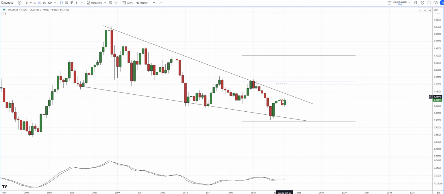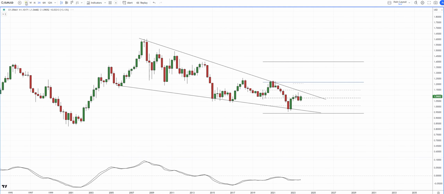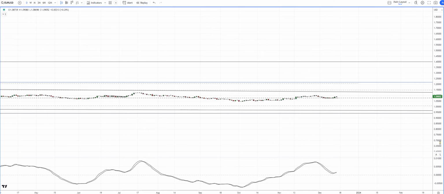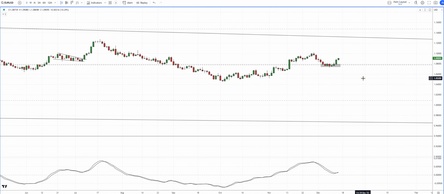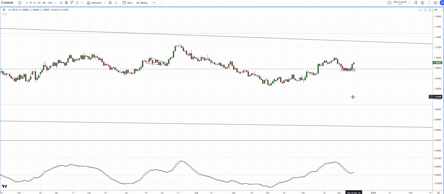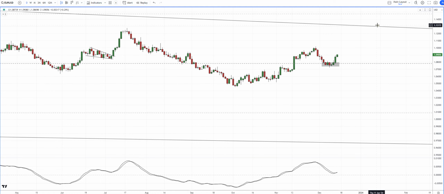We have to see how the market's going to react going into the beginning, at least into the first quarter of next year. So with that said, guys, we'll look to see what the market's going to do for the rest of the month, and how we're going to react going into the new year. So with that said, we'll see what happens, and I will see you in the next video.